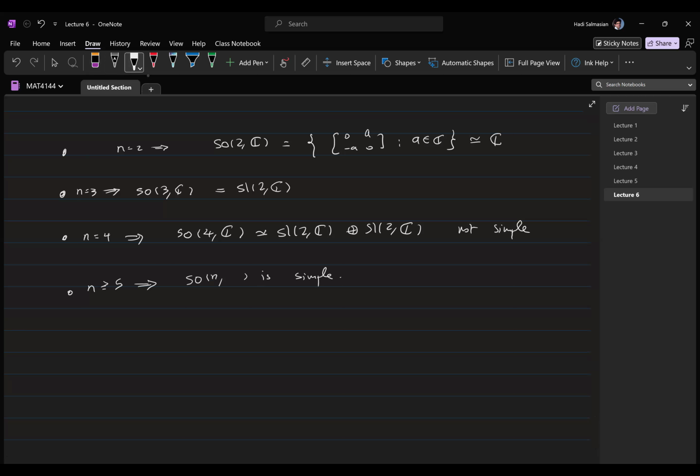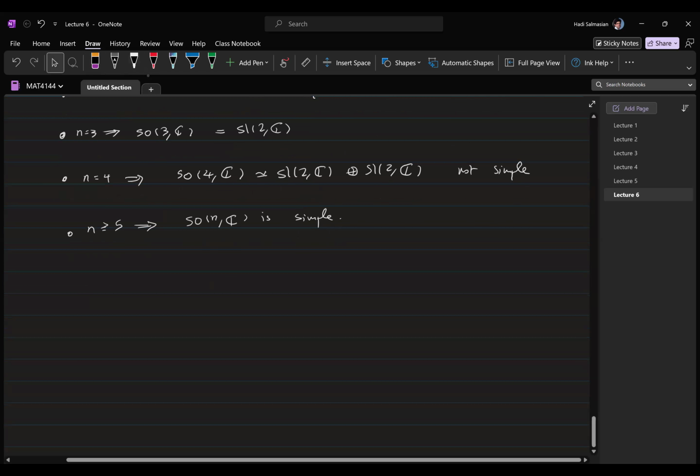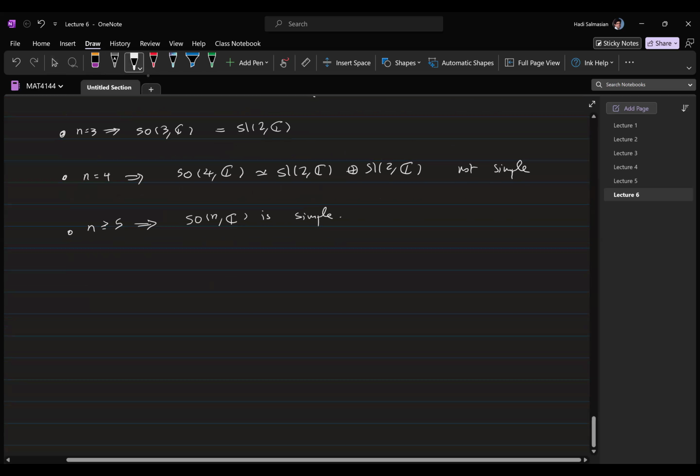Okay, and now let me tell you why for n equal 4 it's not simple. It's just a matter of finding some isomorphism. So the case n equals 4. Let me explain this. Why is it that it's SL2C plus SL2C?